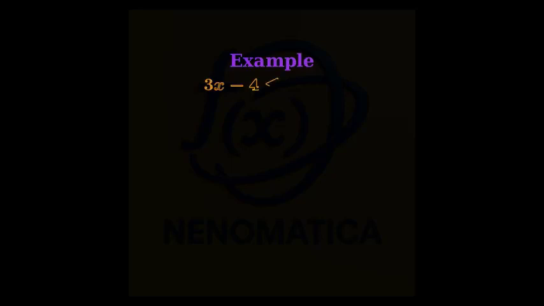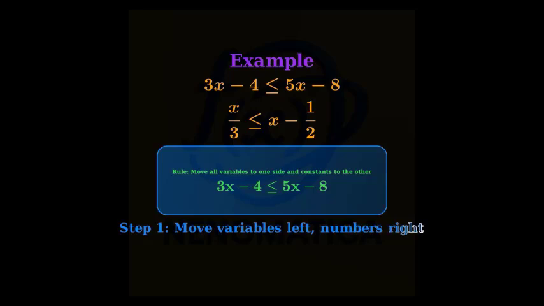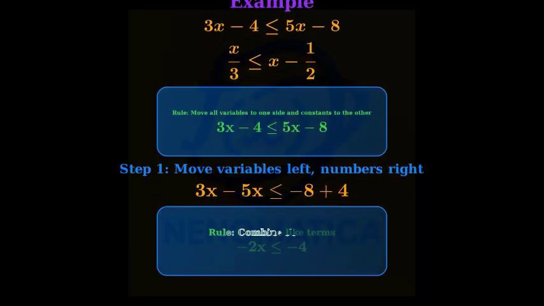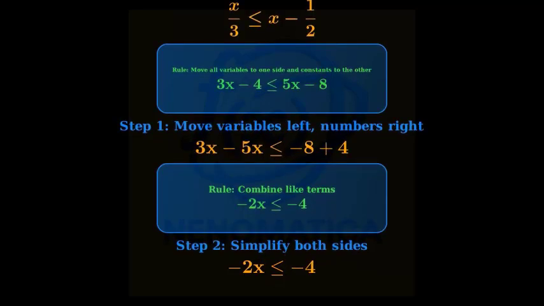In this video, we will follow a strict step-by-step process. Move all variables to the left and constants to the right. We subtract 5x on both sides and add 4 on the right. Combine like terms. 3x minus 5x becomes negative 2x, and negative 8 plus 4 becomes negative 4.